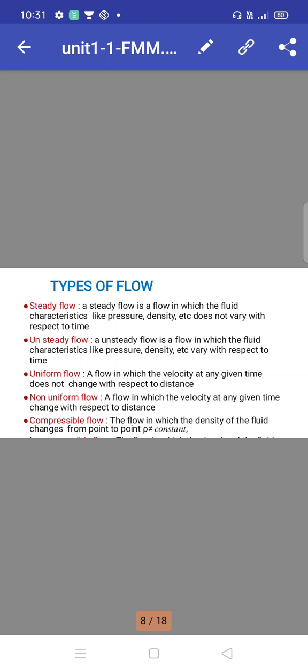Then incompressible means the density throughout the system and process should be constant. Then only can we analyze much more easily and get the solution in the right way. Otherwise, it is very difficult to handle certain things.